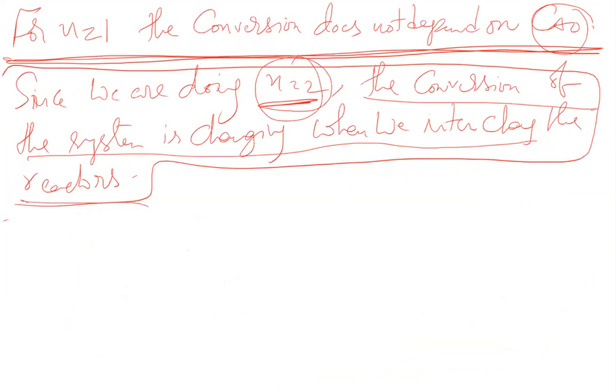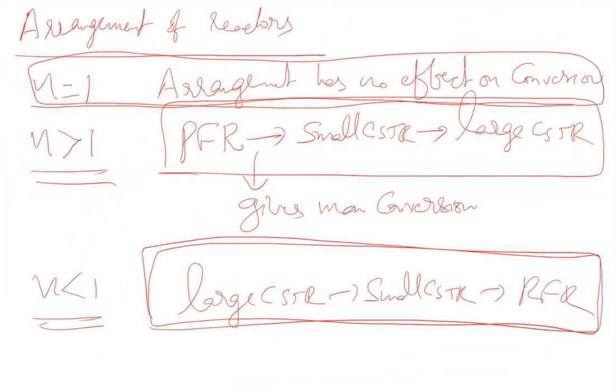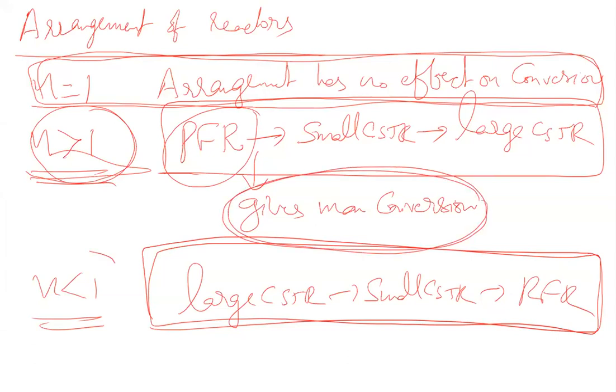Then my next important conclusion is, for n equal to 1, arrangement has no effect on the conversion. For n greater than 1, you have an effect on the conversion. Then how do you arrange this? You should first put the PFR, because in the previous problem, when I put the PFR first, I got higher conversion. So PFR followed by a small CSTR followed by a large CSTR gives the maximum conversion. For n less than 1, you should put a large CSTR followed by a small CSTR followed by a PFR.